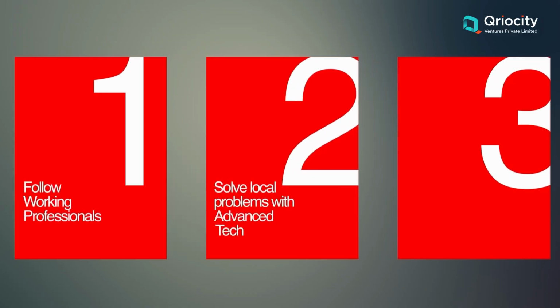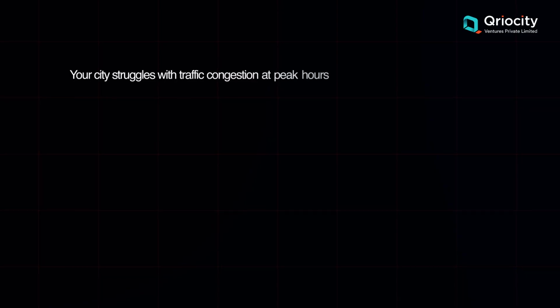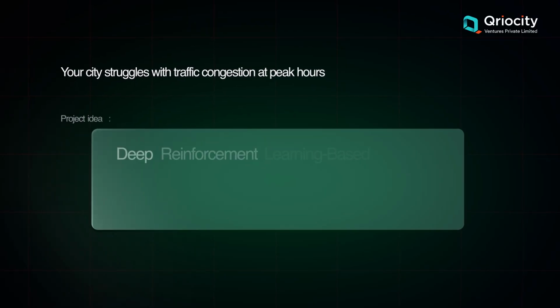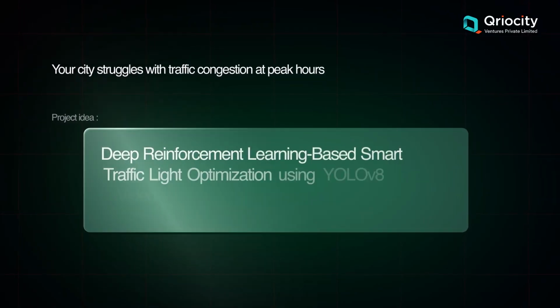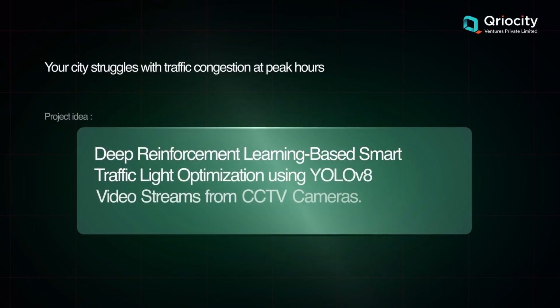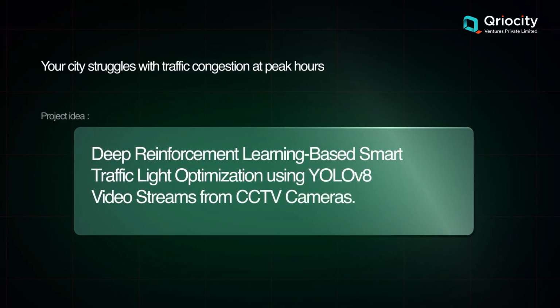Method 2. Solve local problems with advanced tech. Look around your city, college or community, but do not stop at simple apps. Use advanced technologies like AI and IoT to solve those problems. For example, your city struggles with traffic congestion at peak hours. So build a deep reinforcement learning based smart traffic light optimization system with YOLO V8 video streams from CCTV cameras.